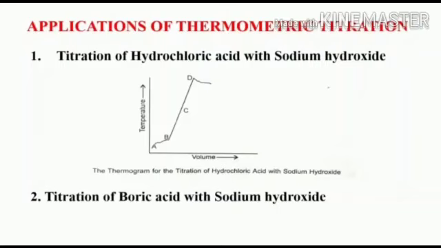An important application of thermometric titration is that it is not based on the change in free energy. We know for a reaction to be spontaneous or feasible, the delta G value must be negative. But using the thermometric titration technique, we can perform a reaction with a non-negative delta G value.